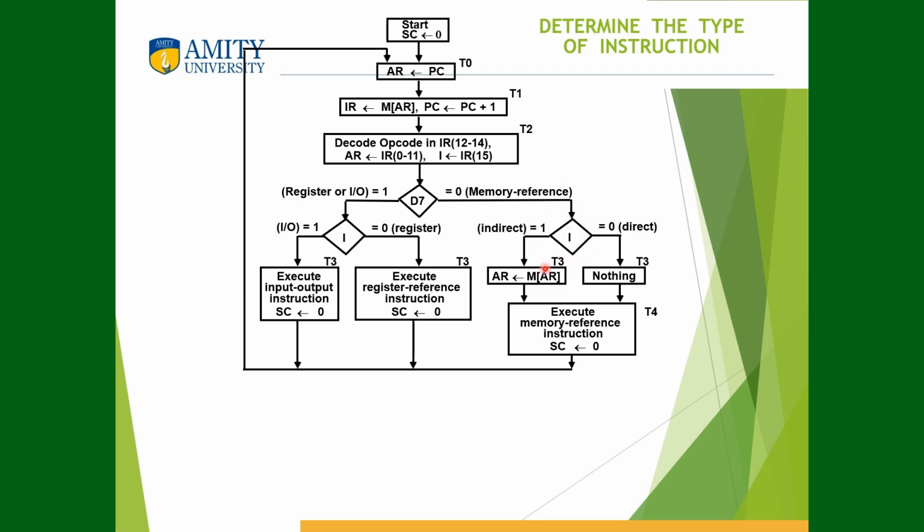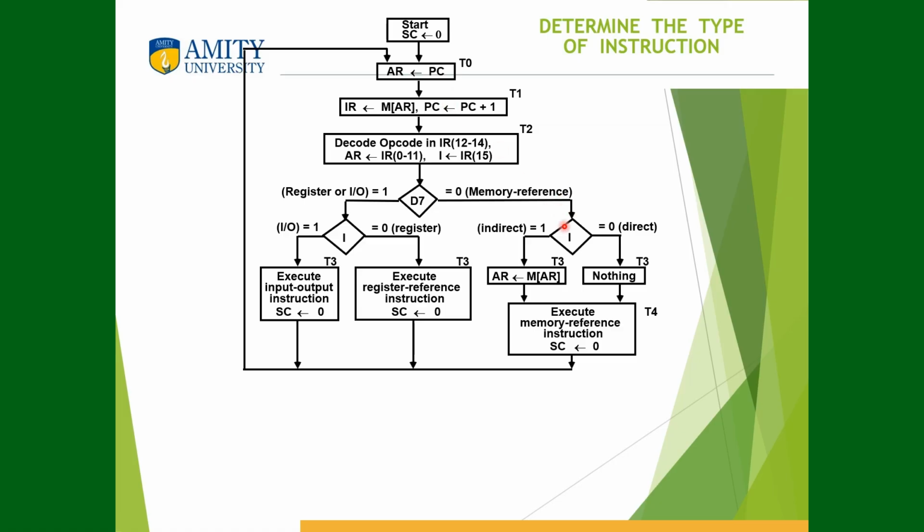At the memory reference point we will now check for the I bit, that is the addressing mode. If the addressing mode is direct, that means 0, we will not be doing anything at T3 and we will directly execute the memory reference instruction at T4 and set the sequence counter to 0. The sequence counter is set to 0 so that we can repeat the cycle again and execute the next instruction.